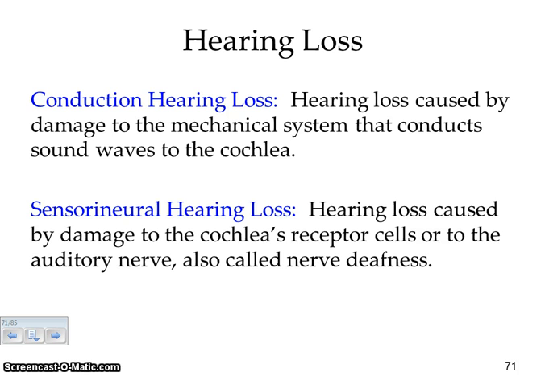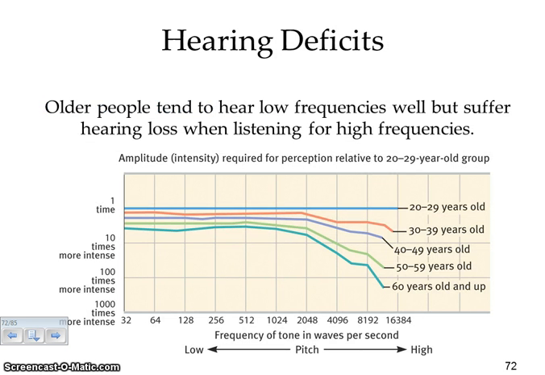Conduction hearing loss is hearing loss caused by damage to the mechanical system that conducts sound waves to the cochlea. And then sensorineural hearing loss is hearing loss that's caused by damage to the cochlea's receptor cells or to the auditory nerve, which we call nerve deafness. As we get older, we typically start losing hearing, and that nice little pitch that you hear in your ears is a sound wave dying.